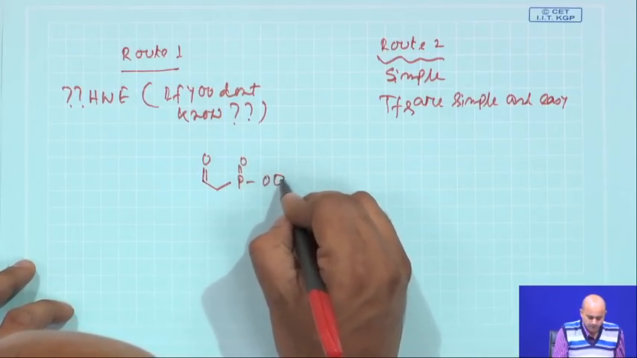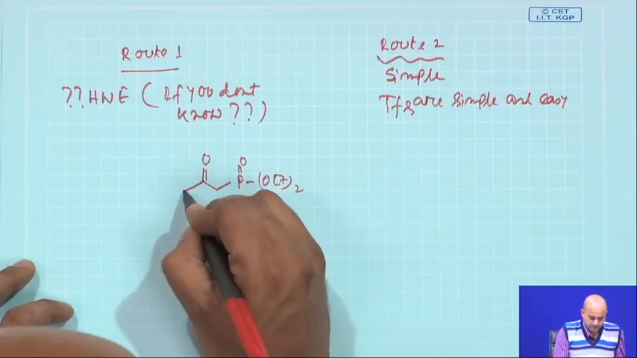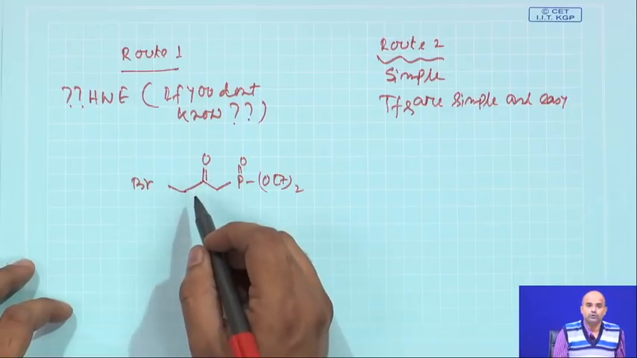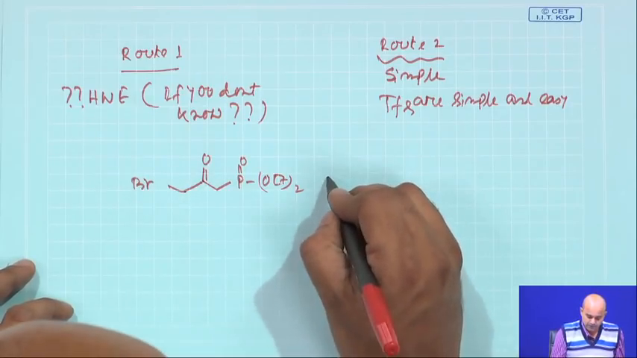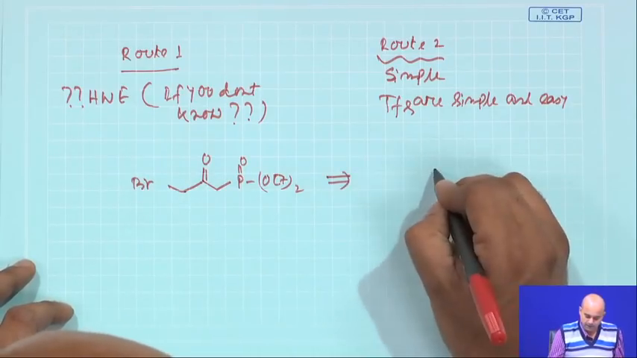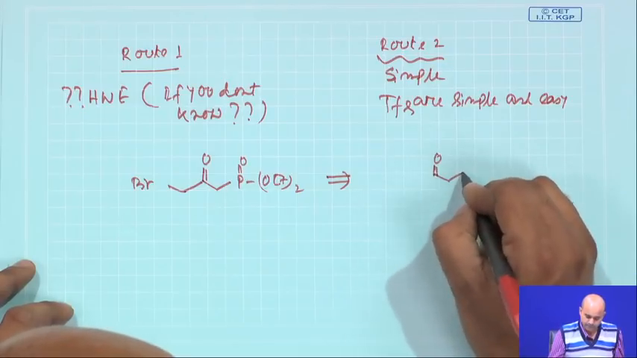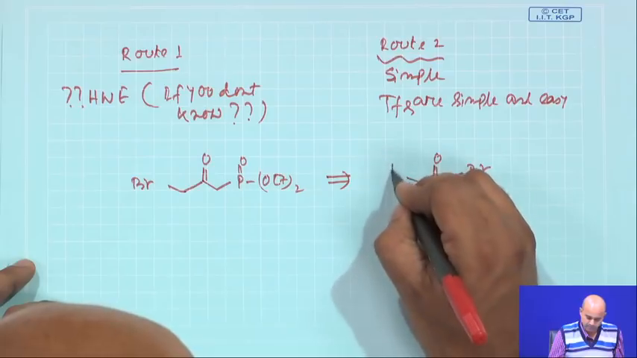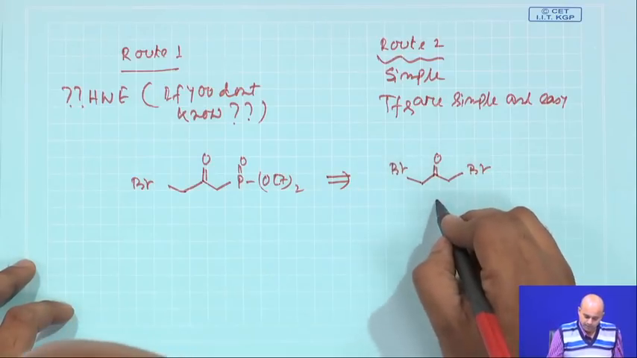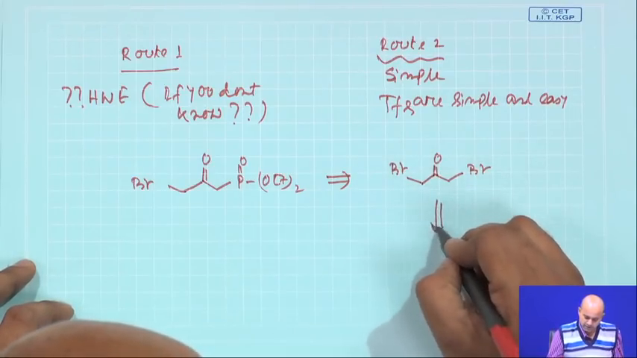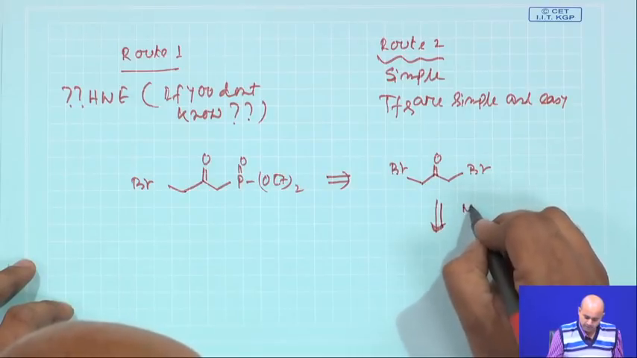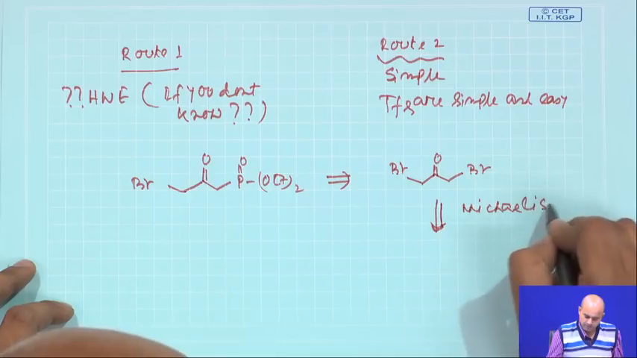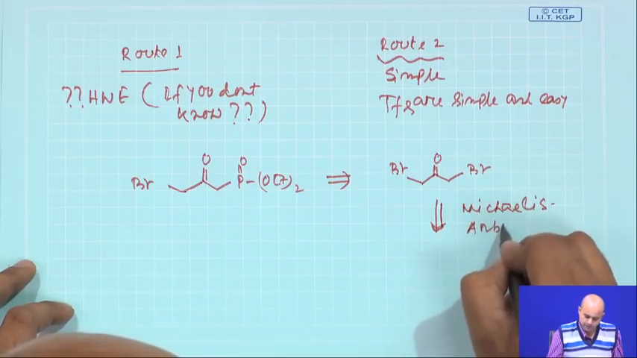Now, the next question I will rather ask of you, or you may ask, is how this compound can be prepared. This is one of the intermediates or starting materials we have shown in route 1. Actually, this can be easily prepared from this kind of compound by a reaction named the Michaelis-Arbuzov reaction.